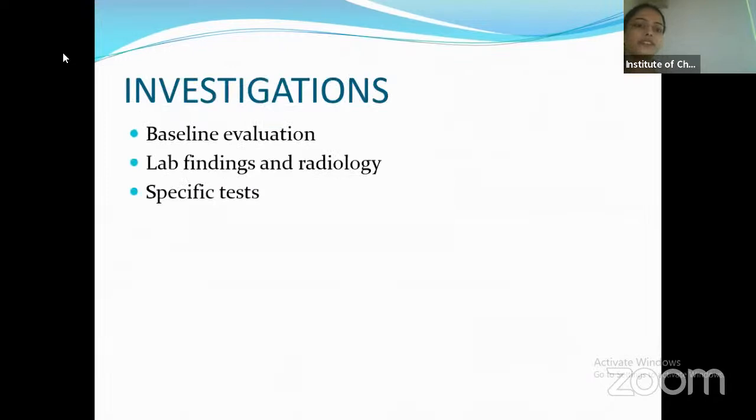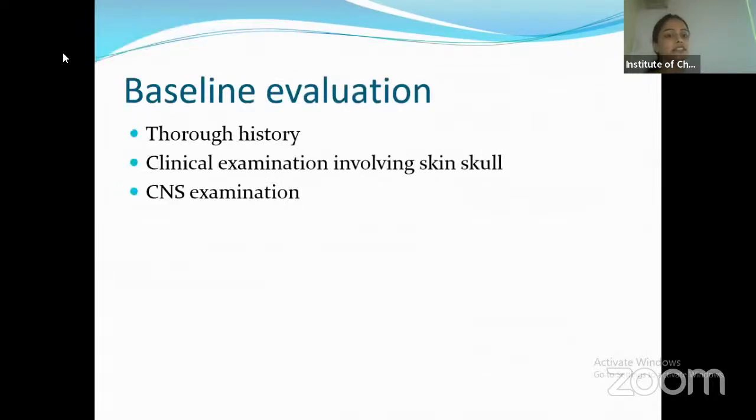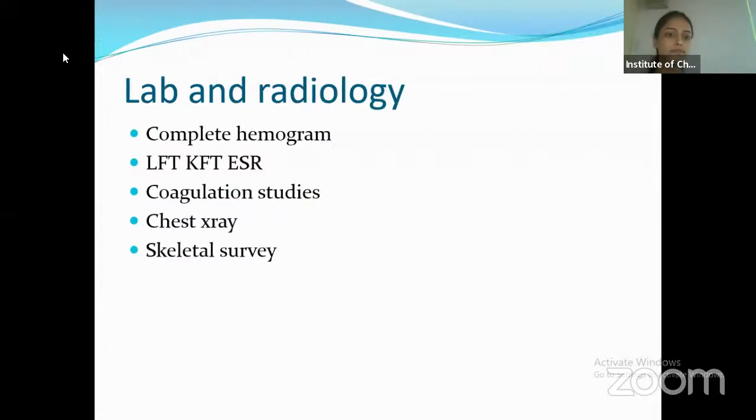Coming to the investigations part, we can do a baseline evaluation, then lab findings and radiology, and then go to specific tests. Baseline evaluation consists of a thorough history. We might ask for a history of chronic ear discharge or difficult-to-treat scalp lesions. In clinical examination, we have to examine the skull and skin also, and not forget the CNS examination. In lab and radiology, there is no specific feature as such.